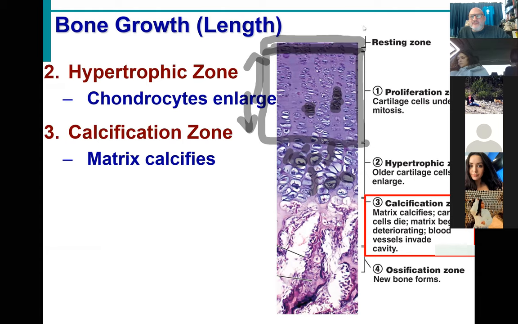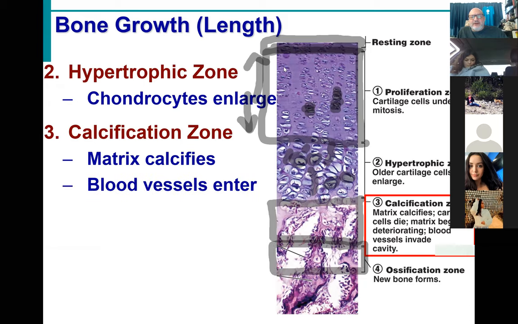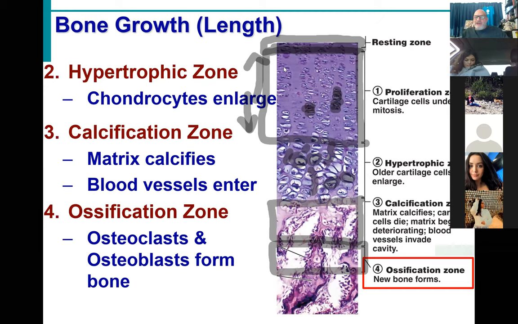of the chondrocytes. Notice here in this region, there are no more chondrocytes present. We just have that calcified matrix where the blood vessels are growing in. And as the blood vessels grow in, they bring the osteoblasts and the osteoclasts that are going to break it all down to make new bone.